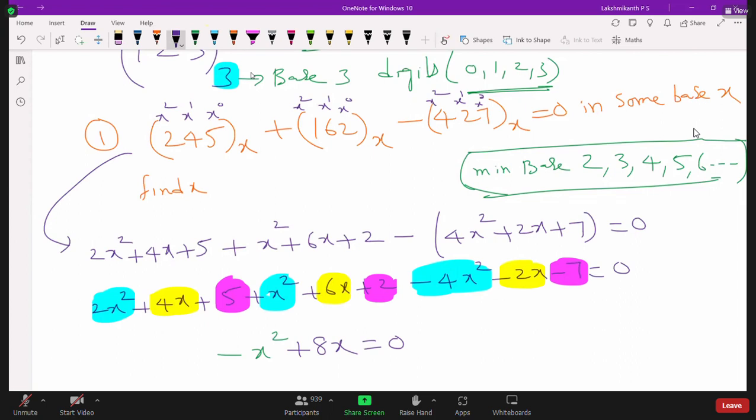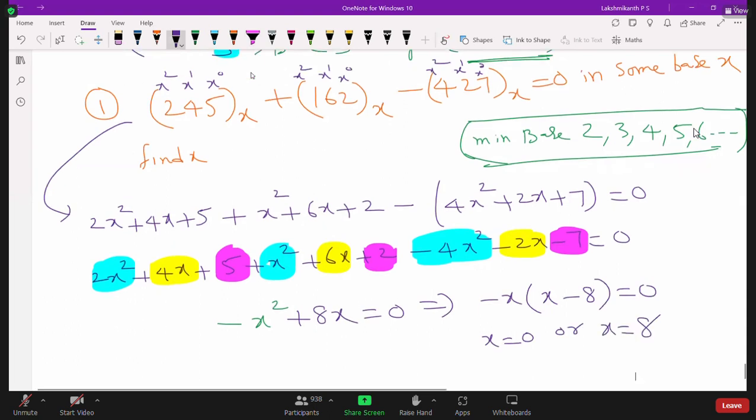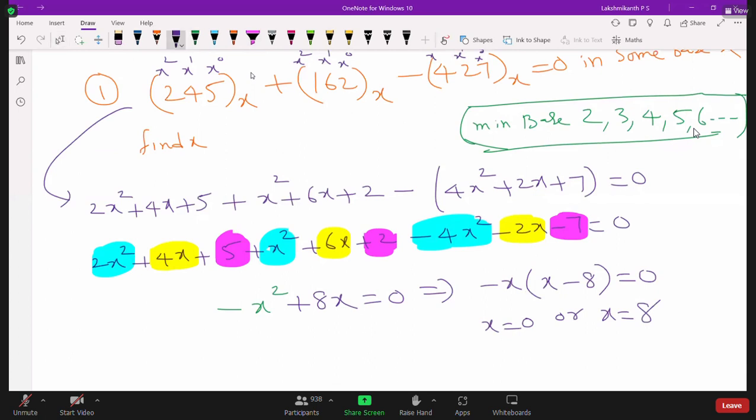Now take minus x common, what will you get? Minus x into x minus 8 is equal to 0. So x is equal to 0 or x is equal to 8. So x is equal to 0 is not possible. So the base should be 2, 3, 4 like that. So this is not possible. So what is our answer? Now base x is equal to 8.